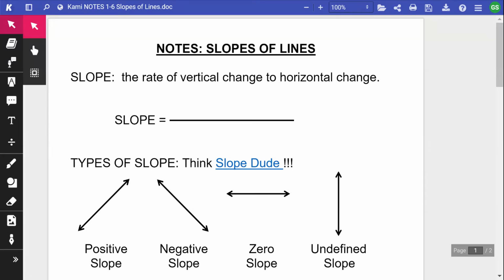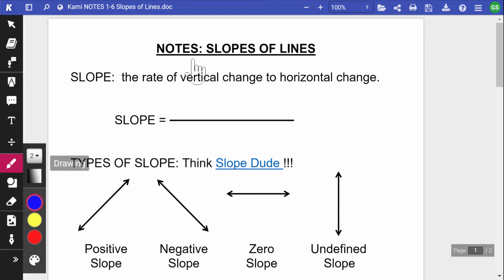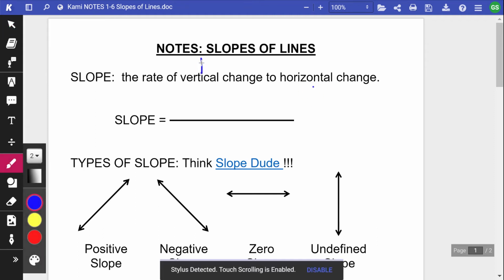In this video, we review the concept of slope. Well, what is slope? Slope is just the rate of vertical change to horizontal change. Remember, vertical is up and down. Horizontal is side to side.